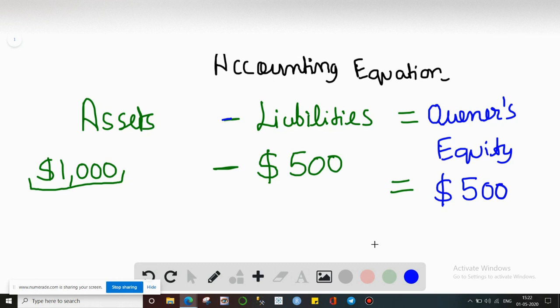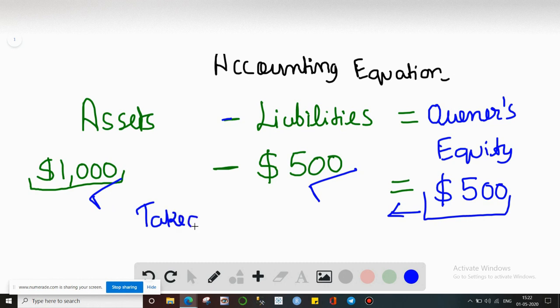So we have understood the meaning of the $1,000 as assets. We have understood the meaning of liabilities. And at the end, what is this? This is the takeaway from the business. Like the owner will take away $500 to his home.